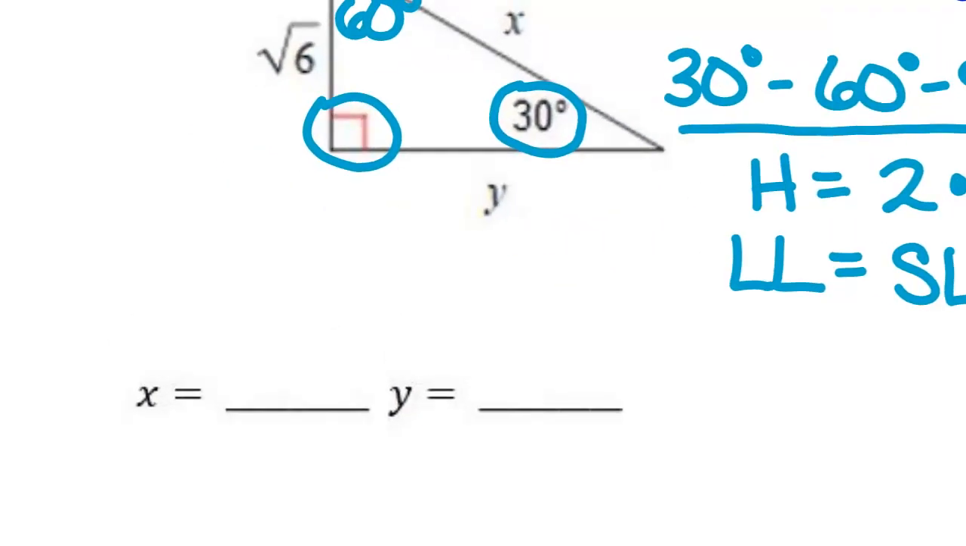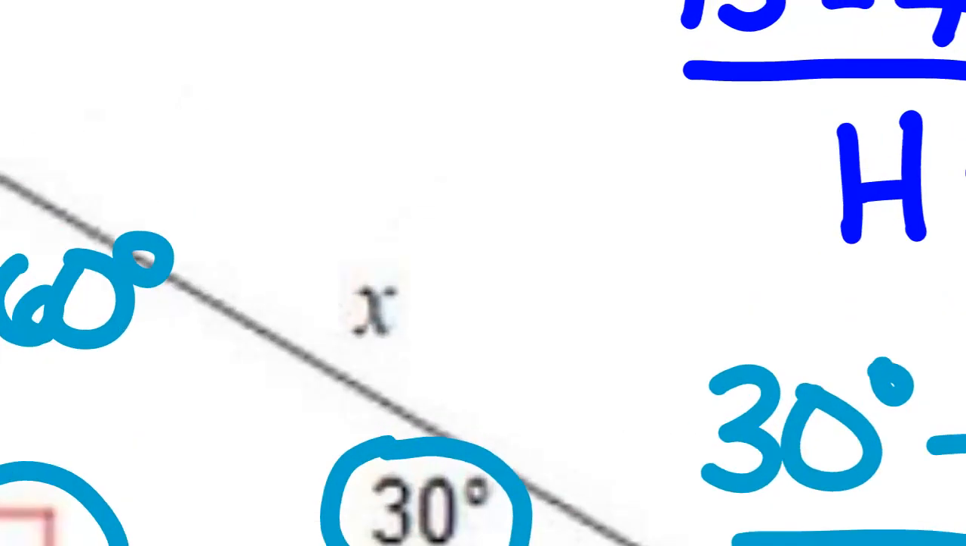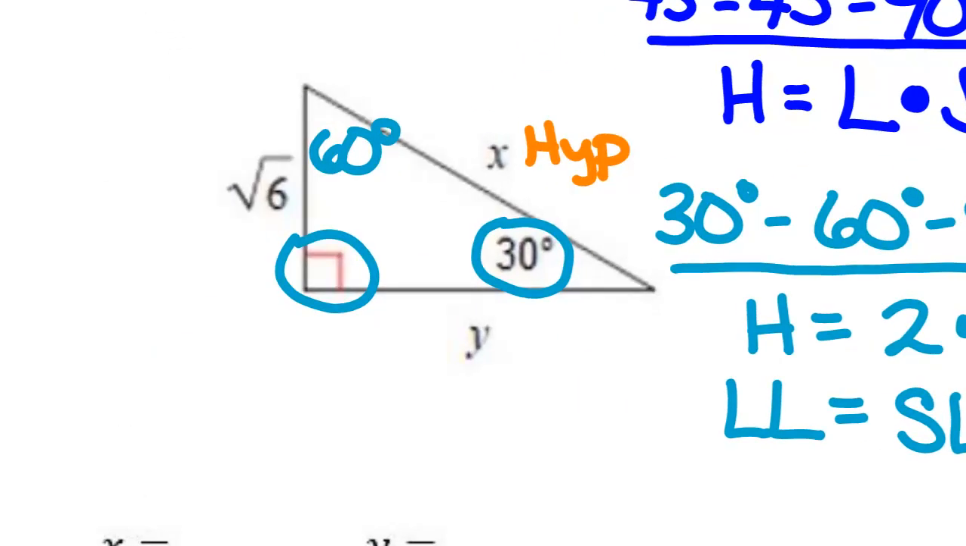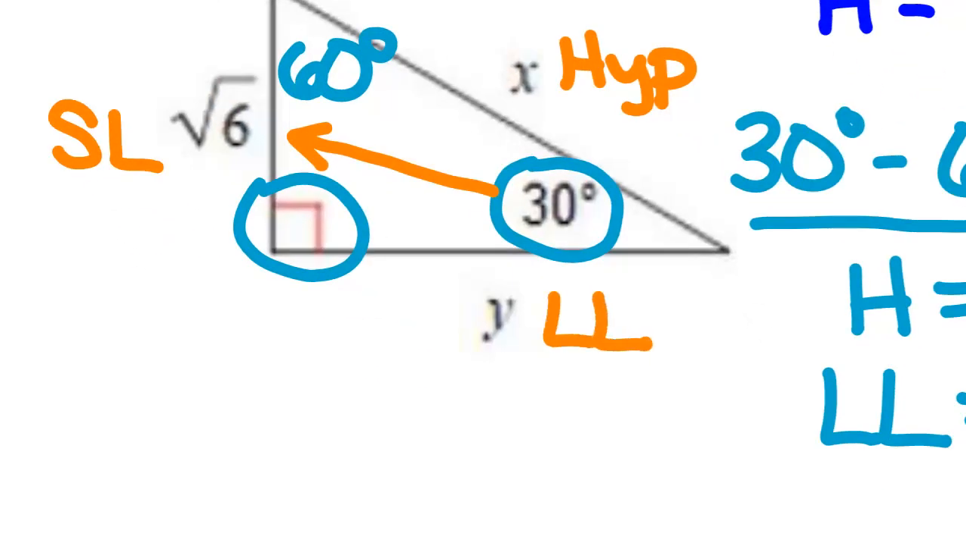All right. We need to label our sides because I need to know which one's the hypotenuse, which one's the short leg, which one's the long leg. Which one is the hypotenuse here? x is my hypotenuse. Which one of the remaining two sides is the short leg? Square root of 6. The smallest side will always be opposite the smallest angle. 30 degrees is my smallest angle, and opposite that is radical 6. So that is my short leg, which means y is my long leg.